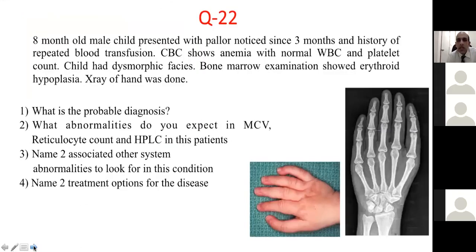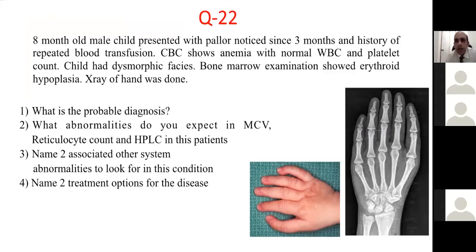benefit with that. So this is an 8-month-old child presenting with pallor, noticed at 3 months of age, requiring blood transfusion again and again. CBC shows anemia, normal WBC count and platelet count. Child has dysmorphic facies, bone marrow shows erythroid hypoplasia. What is the probable diagnosis?